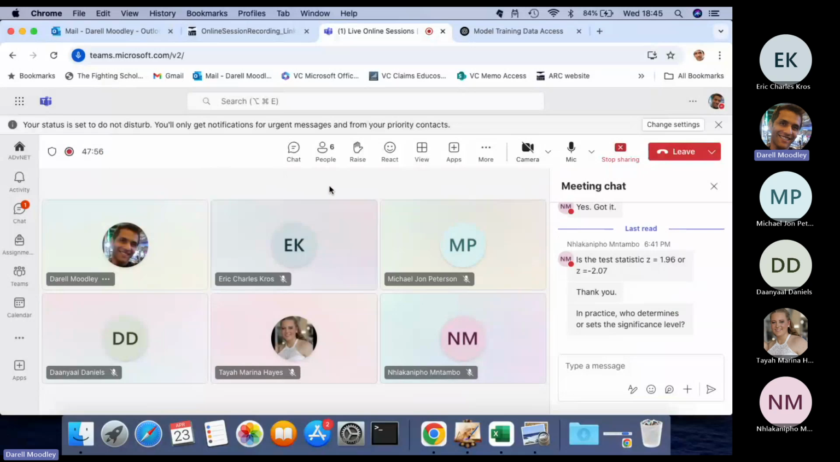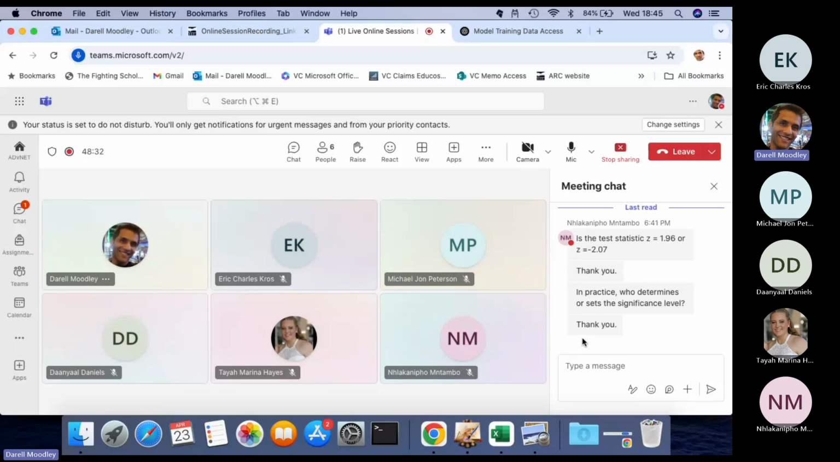Okay, but in practice, who determines or sets them? That's given to you. It's not open to interpretation. In practice, you're asking. Okay, so good question. In practice, we often use 5%. 5% is the most common level of significance used in practice, unless specified otherwise. It depends how strict you want to be in your test, but the majority of the time it's 5%. But in the exam, you will be told exactly what level of significance to use.